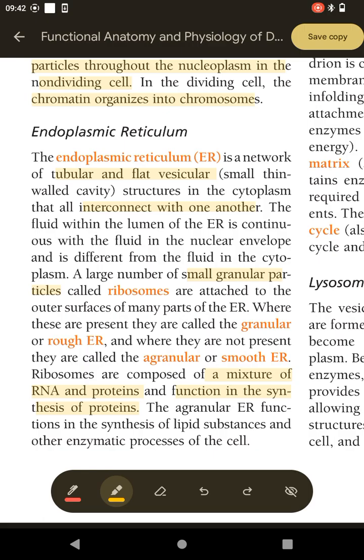The agranular endoplasmic reticulum functions in the synthesis of lipid substances and other enzymatic processes of the cell. The function of the agranular endoplasmic reticulum is the synthesis of lipid substances. Lipids are hydrophobic in nature, so the synthesis of lipid substances occurs on the smooth endoplasmic reticulum.